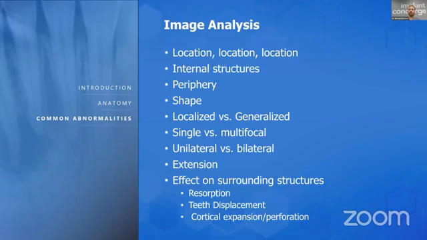And of course, with the image analysis, where's the location? I'm veering a little bit away from the TMJ, but this is very important. If there's a low density below the mandibular canal, you're going to consider something that's non-odontogenic versus something that's above the mandibular canal. What are the internal structures? Is it low density? Just like I was describing with the subchondral cyst, it's more severe when there are subchondral cysts surrounded by sclerosis. What is the periphery and what's the effect on the surrounding structures?